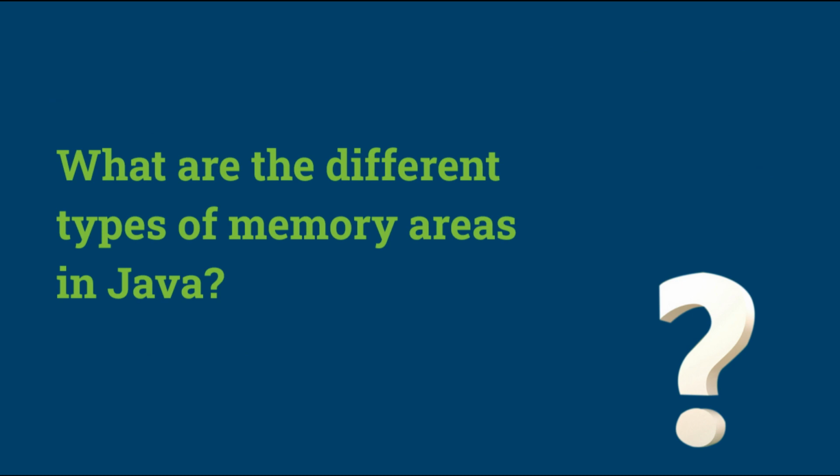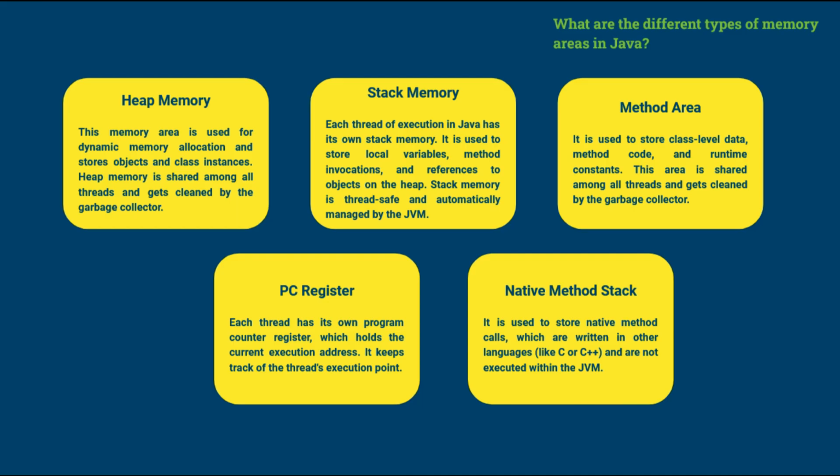Second question, what are the different types of memory areas in Java? First, heap memory. This memory area is used for dynamic memory allocation and stores objects and class instances. Heap memory is shared among all threads and gets cleaned by the garbage collector.